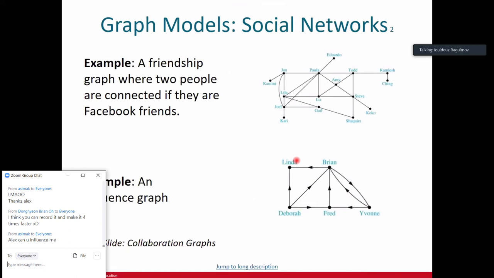However, on the other part of this graph, we see that Linda cannot influence anybody, right? Okay, poor Linda. However, Brian can influence Linda, Yvonne. Okay, who is the most influential person in this graph? I think Brian. Brian? He can influence how many people? Maybe Deborah is the most important. And Deborah, right? Yeah, Deborah. And Deborah can influence three people, three people directly.